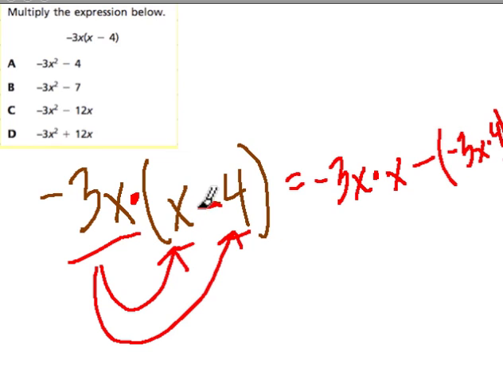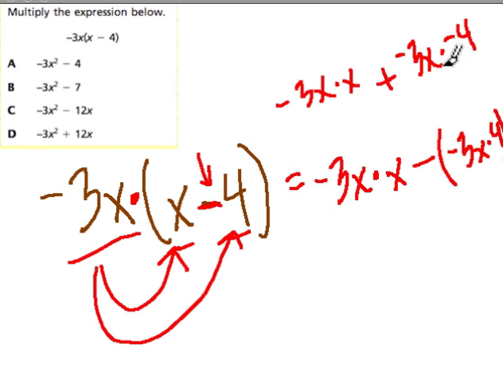I think what confuses people is the subtraction sign here. We could think of this second term as a negative 4 and then add the two, so we'd have negative 3x times x plus negative 3x times negative 4. It would still have the same effect. But I like to think of this term as just being 4. It's one less negative for me to think about, and then just subtract the two terms.